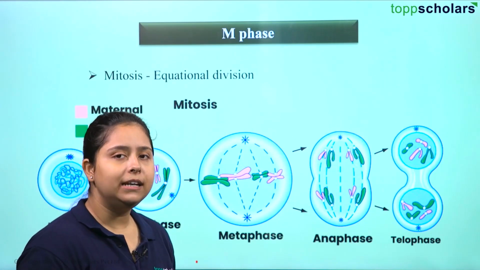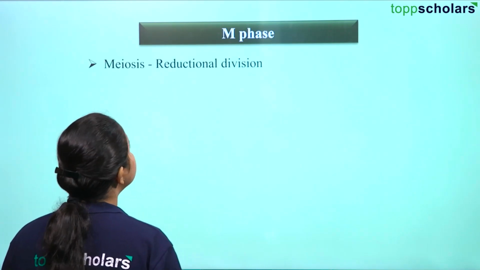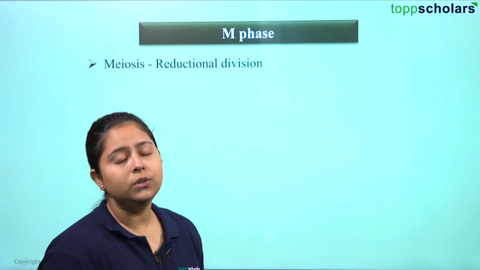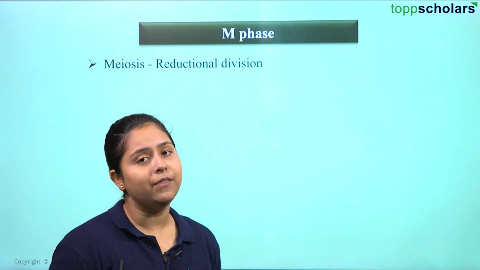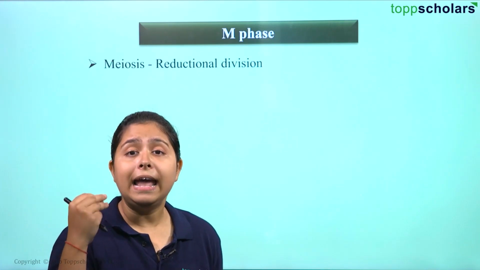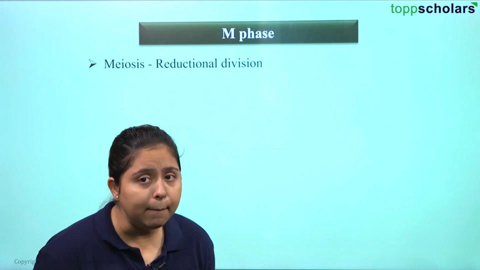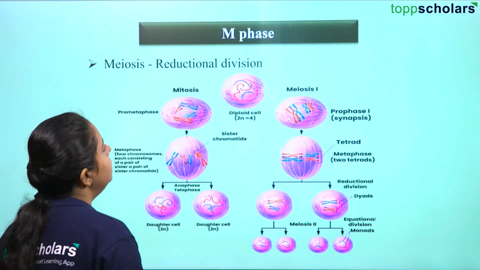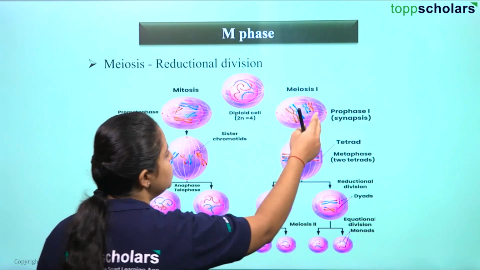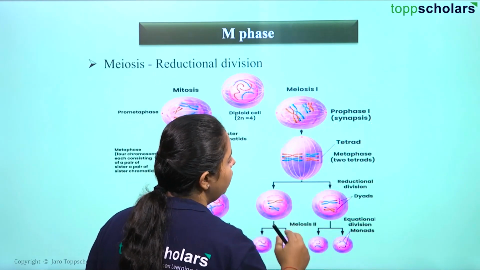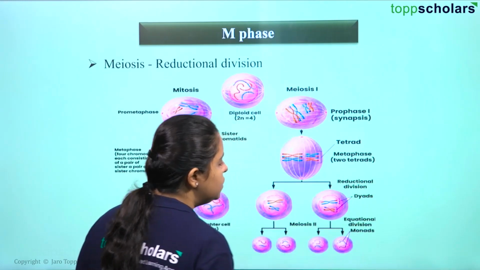We will see all this in a separate video lecture, as we have just said. Then we have meiosis, which is the reductional division. Why so? This is reductional in terms of the chromosome number. If the parent cell has 2n, then the daughter cells will have n. That means if the parent cell is diploid, then the daughter cells will be haploid. Over here, you can see there is meiosis 1 and then meiosis 2. In meiosis 1, there is prophase 1, there is formation of tetrad, and then finally we have reductional division, after which we will have meiosis 2.